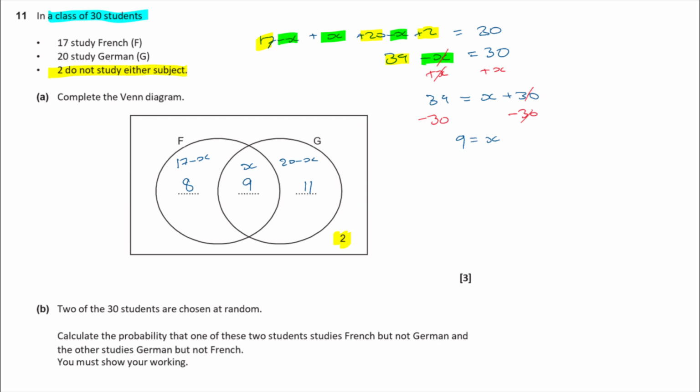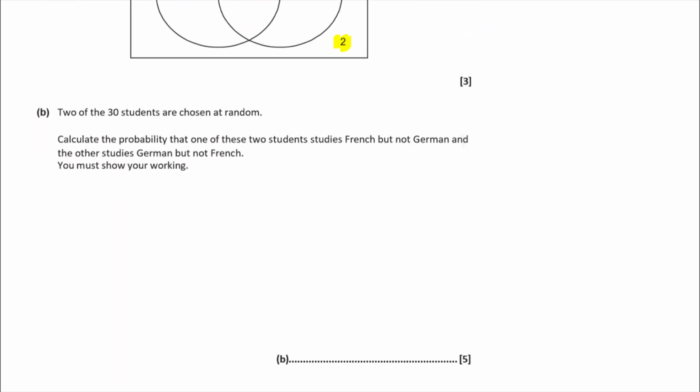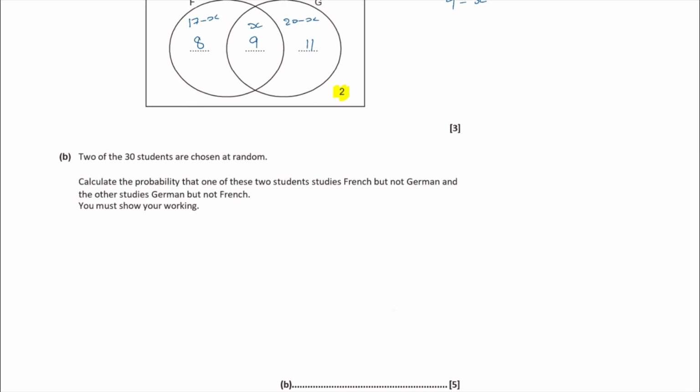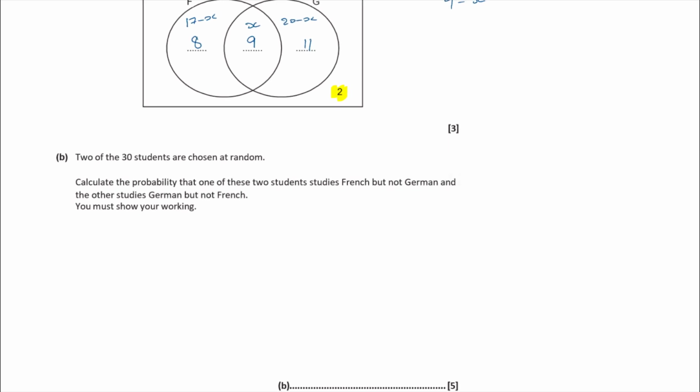Okay? Alright, and then part B says 2 of the 30 students are chosen at random. Calculate the probability that one of these 2 students studies French but not German, and the other studies German but not French. You must show your working. Okay, I need more space. Let's see if I can leave the Venn diagram up, but show enough space. 5 marks for this, so quite a bit of working to do.